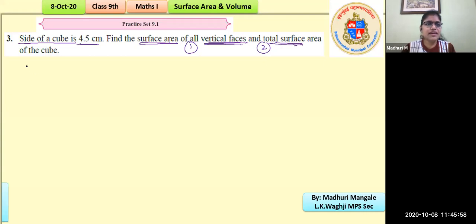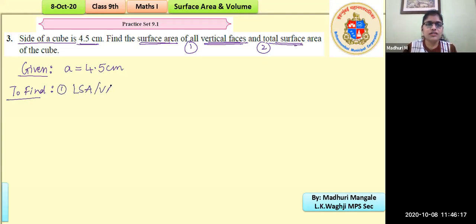Okay, so let's begin. We start with writing given. What is given here? We are given that the side, which is a, equals 4.5 centimeter. And what are we asked to find? So to find, first thing, we have to find the lateral surface area or the vertical surface area, which is also called the curved surface area. And the second thing, we have to find the total surface area. So we begin with the solution.